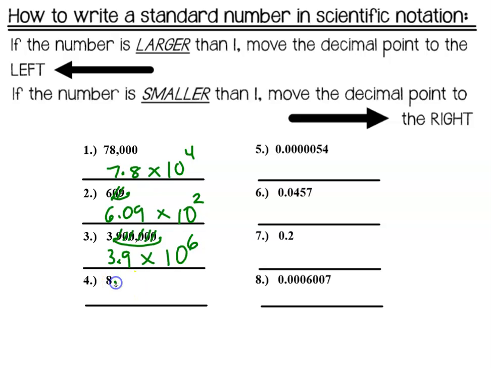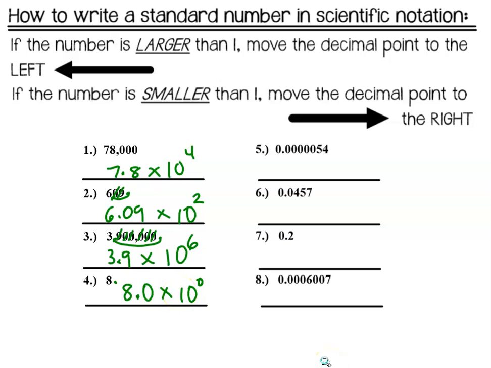Now this one here, I can't move the decimal to the left because if I did that, I would be lower than 1. So it looks like I don't even need to move this one. Don't move it at all. That's a move of 0.